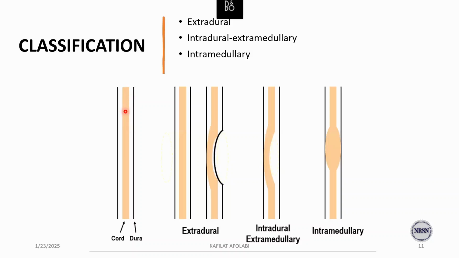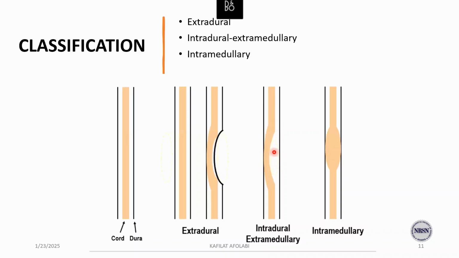And this pink area is the cord, and the thin black line is the dura. So for a lesion to be extradural, that means it's outside of the dura. And you see such a lesion will form an obtuse angle with the cord itself with compression of the adjacent CSF space. An intradural lesion means that this lesion is within the thecal sac. Intradural extramedullary means that the lesion is within the thecal sac, where the thecal sac is a space that contains both the cord and the CSF.